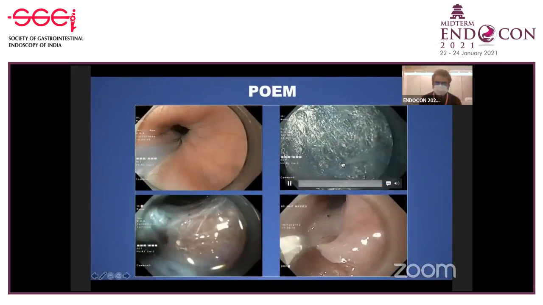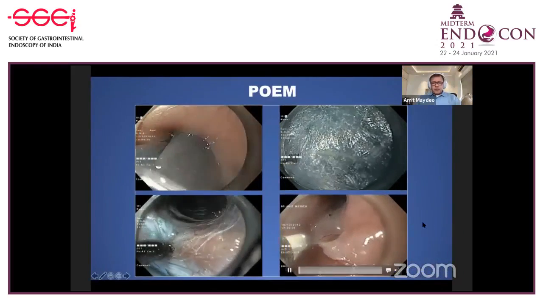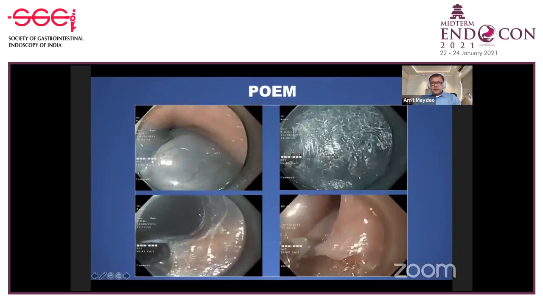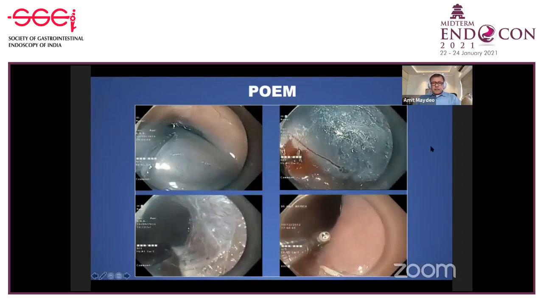I need not stress or emphasize on the point that POEM is now already an established. It's better if some places are muted because there's a lot of sound coming.